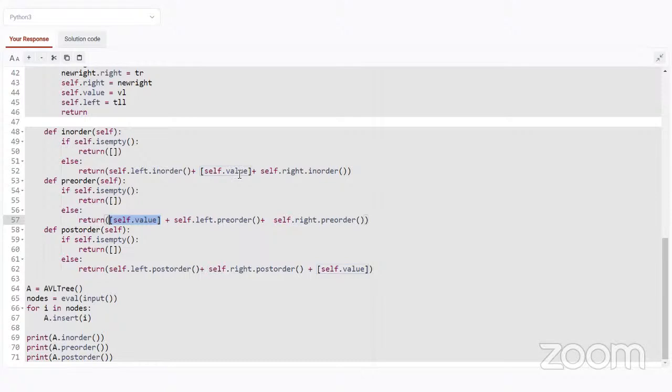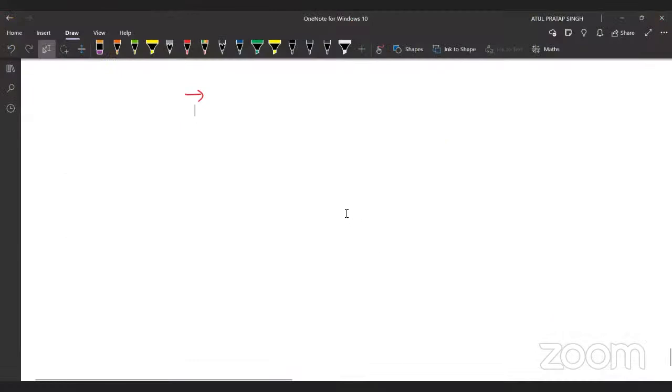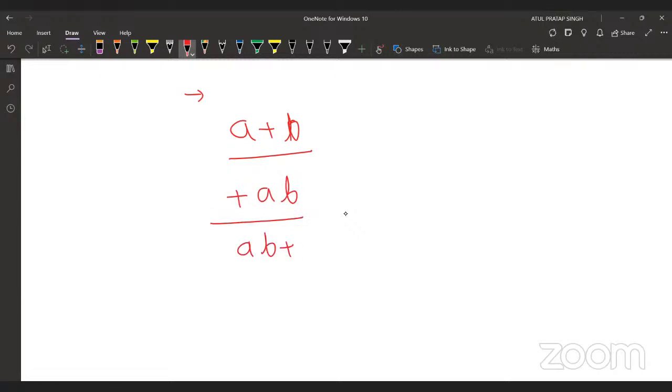Actually, do you know about postfix, infix, or this type of thing? In a mathematical expression, we can represent any expression in infix form, like a plus b. This is called the infix form of an expression. If we write a plus ab, this is called the prefix form of an expression. And if we write ab plus, this is called a postfix expression.